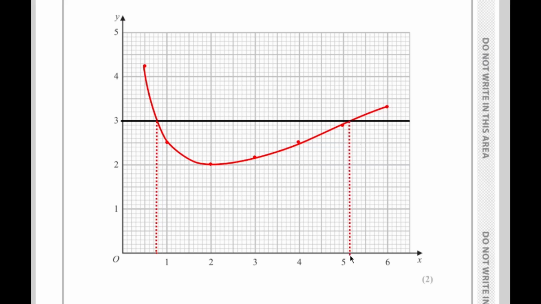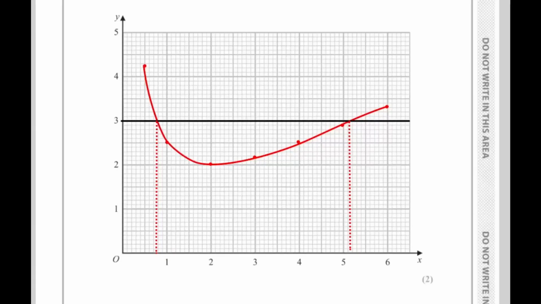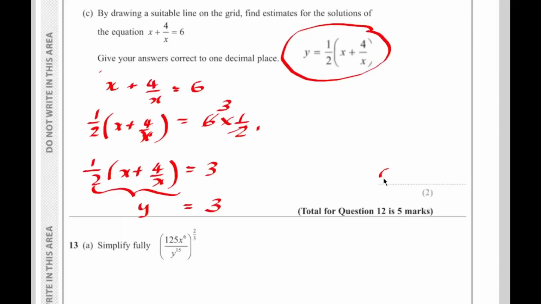This is 5.2. Then my answers would be 0.8 and 5.2. Zero point eight and the other one is 5.2. So these are the solutions.